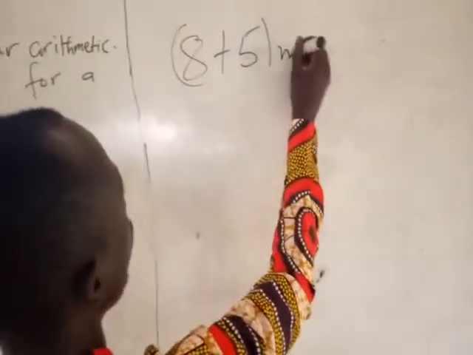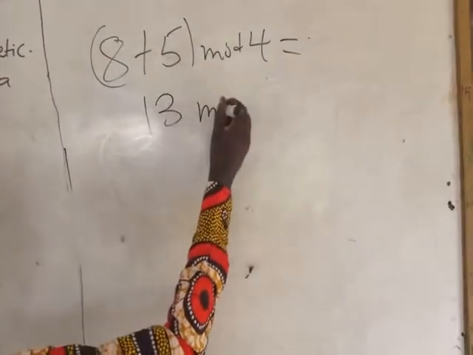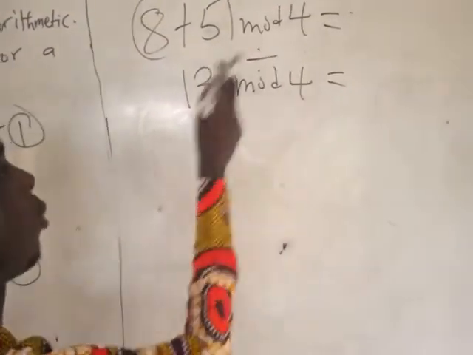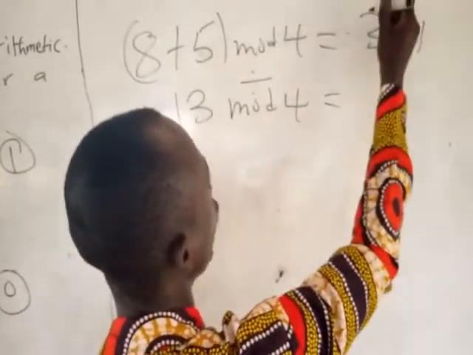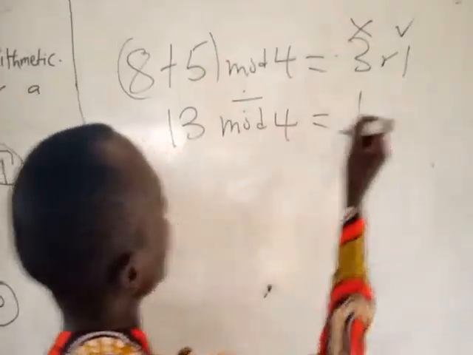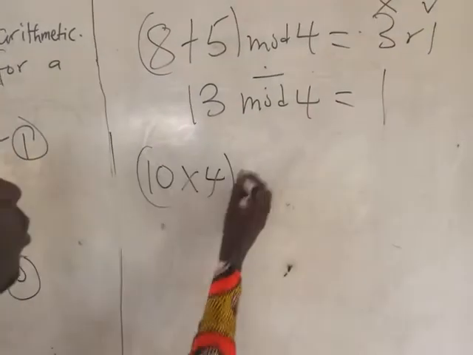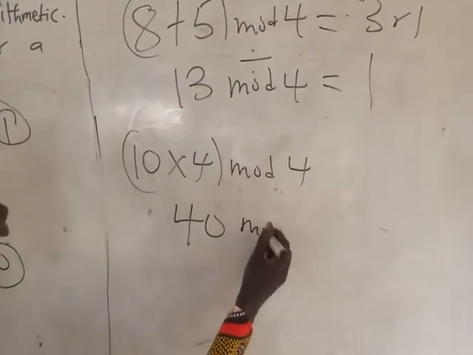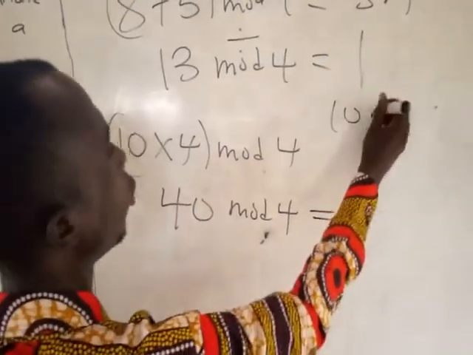Let's take 8 plus 5 mod 4. So 8 plus 5 is what? 13 mod 4. Mod is division. 4 goes into 13, 3 times, because 4 times 3 is 12. Remainder 1. You won't write this 3, you write this 1. Next, 10 times 4 mod 4. So 10 times 4 is what? 40 mod 4. 4 goes into 40, 10 times. Remainder 0. So you write your remainder.